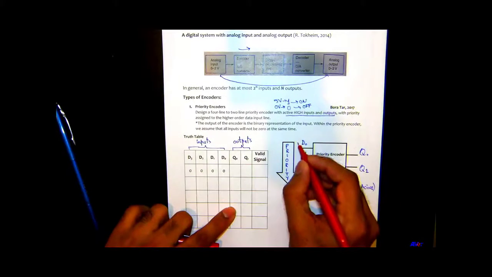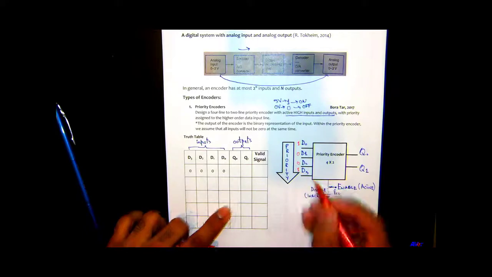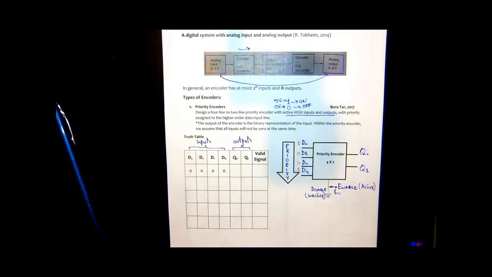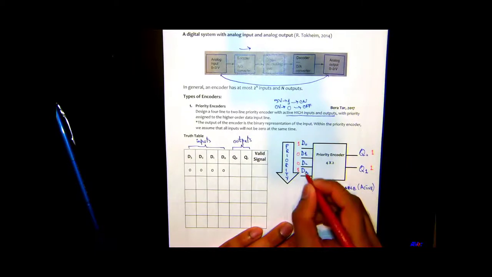If this is 1, and this is 0, this is 0, and this is 1. Now we have a situation where we have more than one input, both set to high, and because D3 has a higher priority than D0, what should be the output over here? It would be 1, 1, right? Because that's the binary code of 3, correct? And because D3 has a higher priority, that's how it's going to generate 1, 1. Now, keeping that in mind, we are going to complete this truth table.